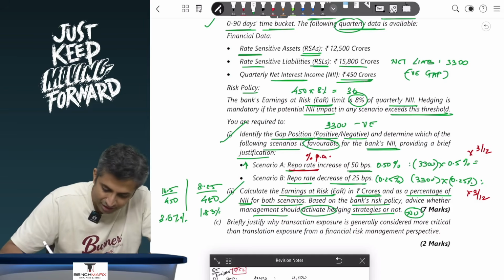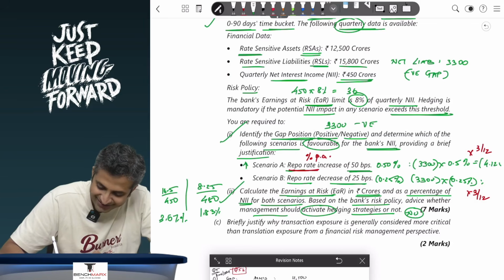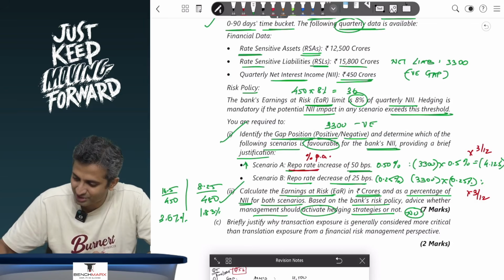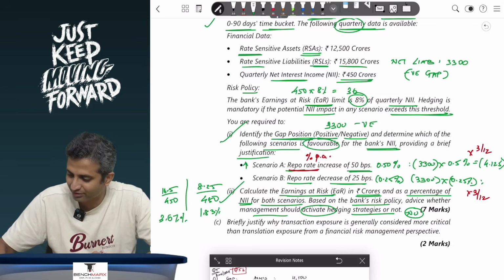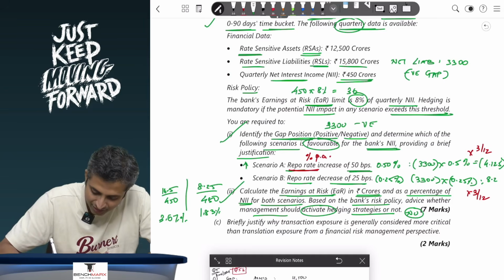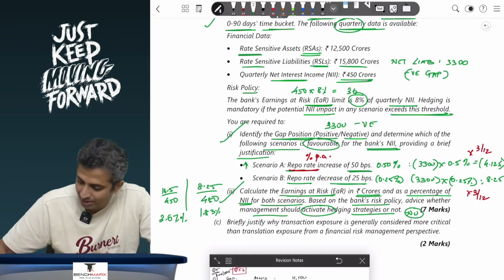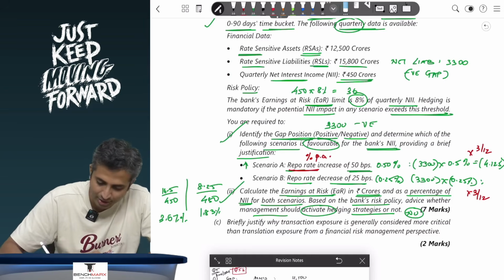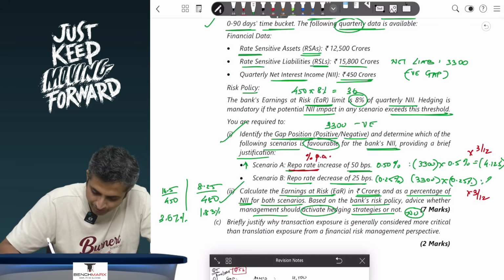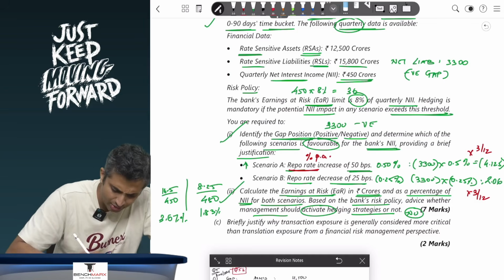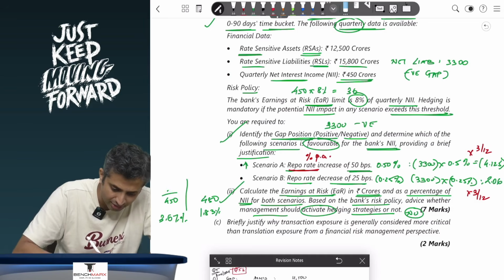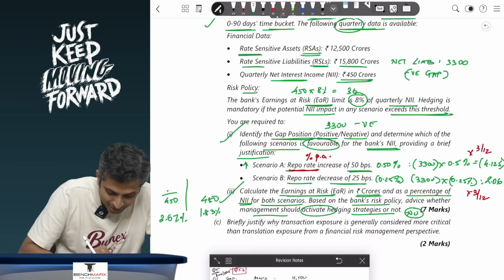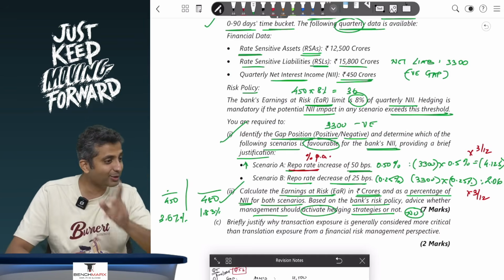Sir, would you have cleared this paper? I don't think so. Over here, this is 3,300 into 0.25%. This is 8.25 into 3 by 12. This comes to, let's say, 2.0625. And now you can probably take the workings. We missed this. So this is something that you will remember if you're listening to this video. This you will not forget.